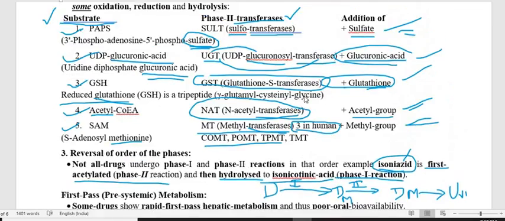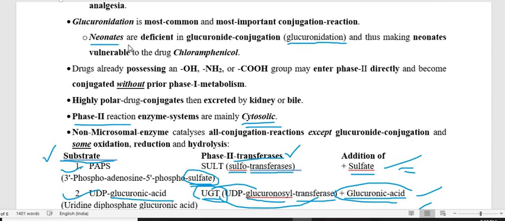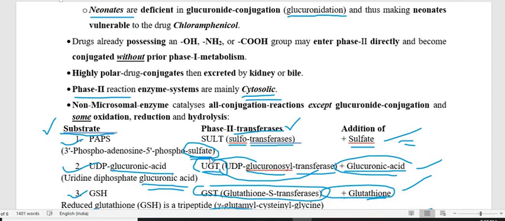The example is isoniazid. Here I am going to mention one very interesting thing that I have left in the phase 2 reaction. The glucuronosyl transferase enzyme, that is UGT, is lacking in the neonate. So this becomes very important. If a neonate lacks this UGT enzyme, and some animal species also lack this enzyme, then if a drug goes through this pathway and the patient is deficient in this enzyme, the drug will not pass through the glucuronidation reaction.